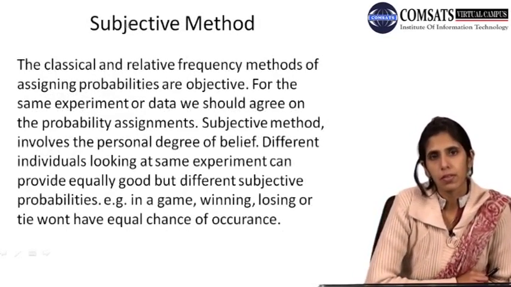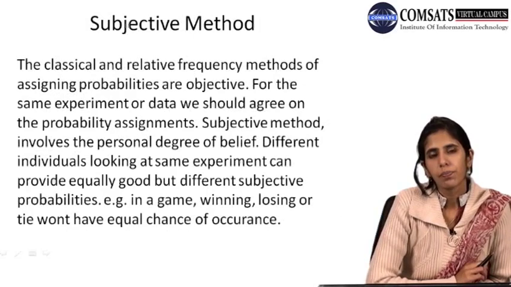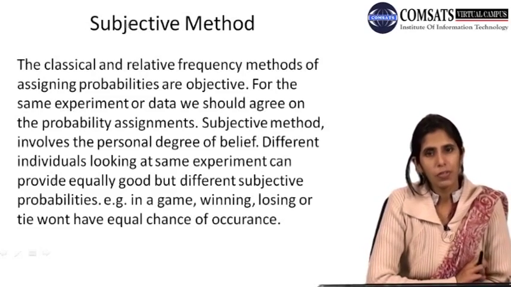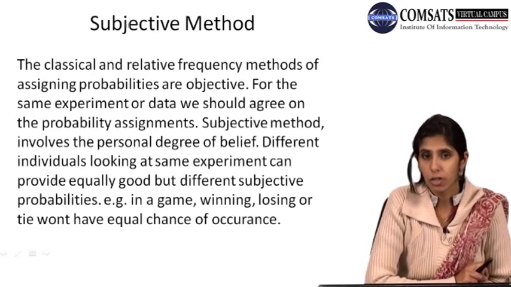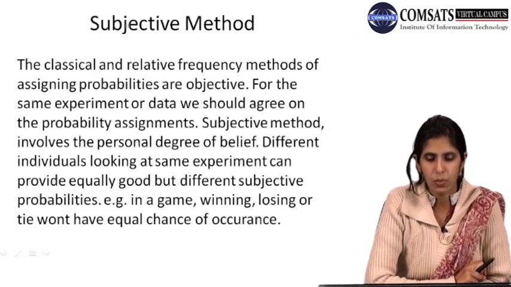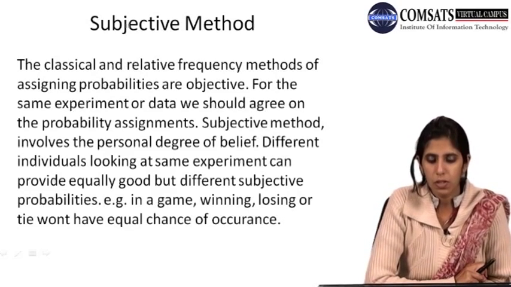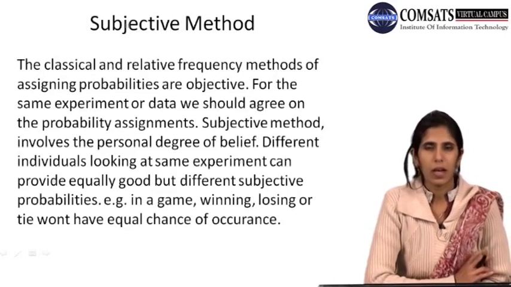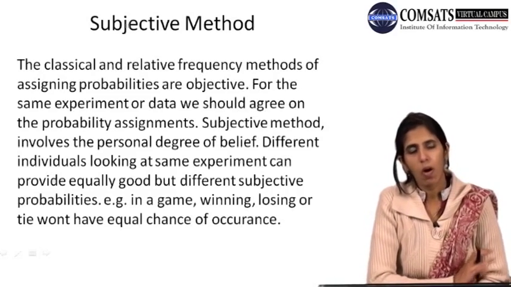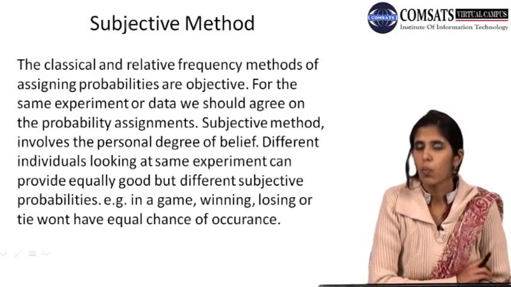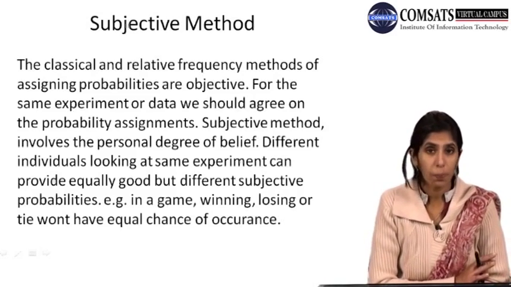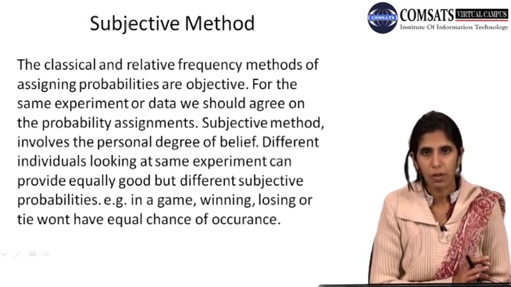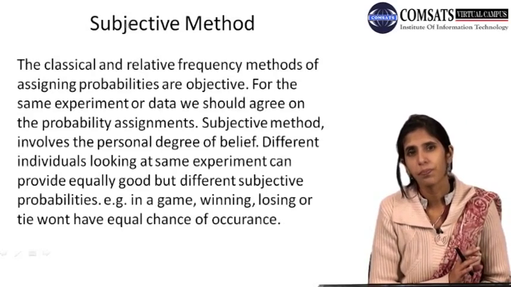Then we talk about the subjective method. When we consider the classical method and the relative frequency method, both of these techniques are objective in nature, as seen in the slide as well. Classical and relative frequency methods of assigning probabilities are objective, meaning whether this will happen or not, whether head will appear or not, whether consumers buy the product or do not buy the product. There won't be any third chance.